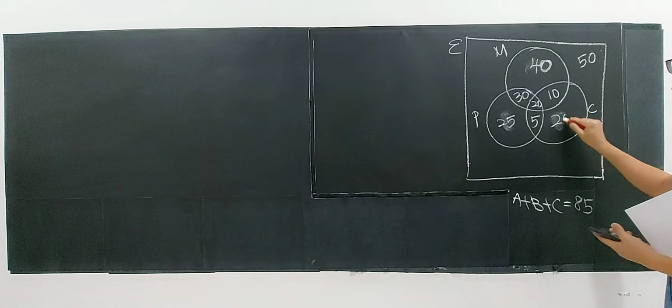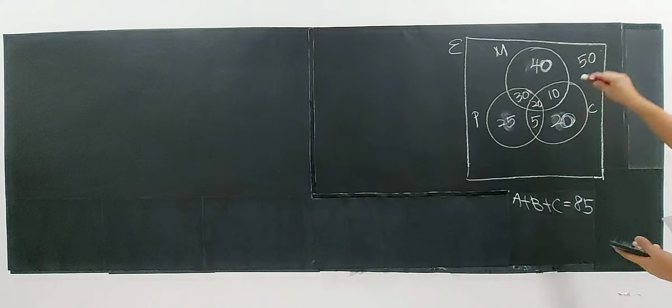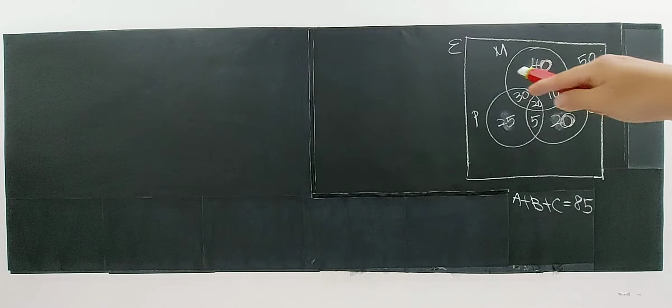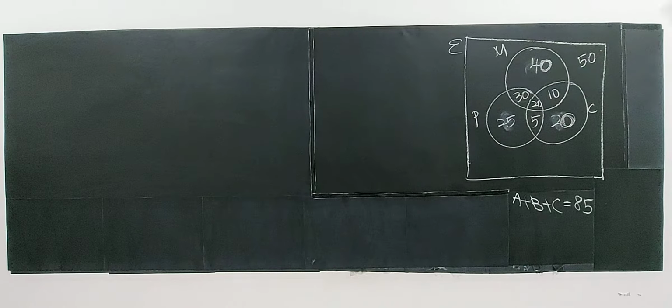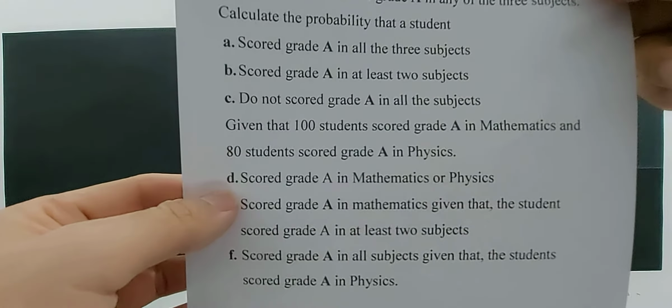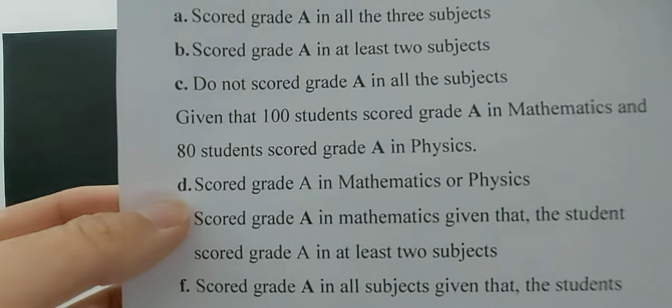Now I have a complete Venn diagram. All the information is already there. If you add up all the numbers here, you will get the value of 200. So now I have complete information, and I start to answer the following question, part D.